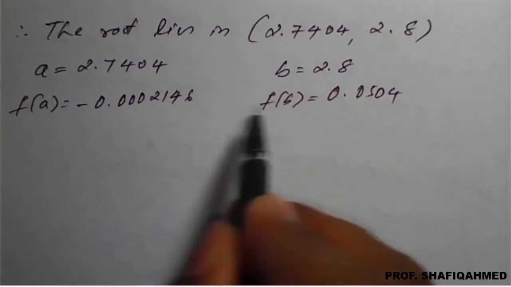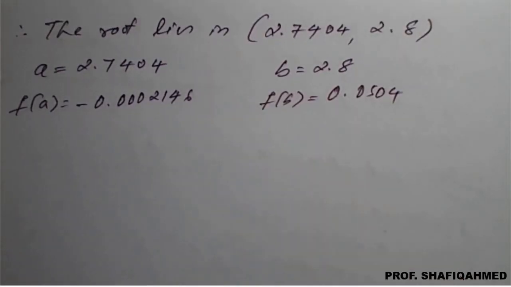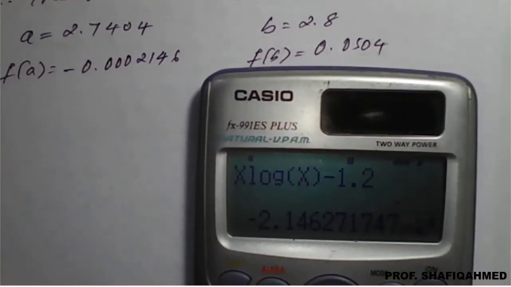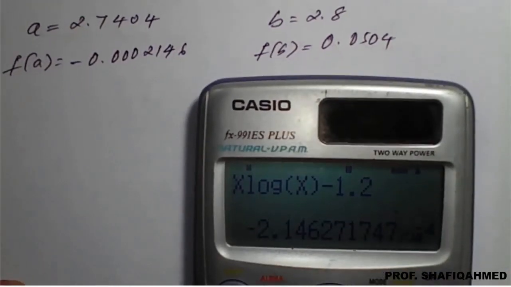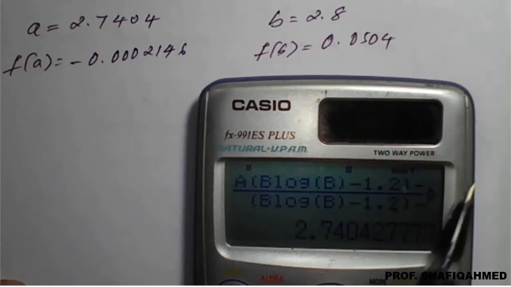But we are not using the f of a and f of b values. Just see that the equation is already available on the screen. If you have not pressed the on button, it is available. So you just press the center cursor button up, and you will get back that equation. So you will apply, go for the calc option.